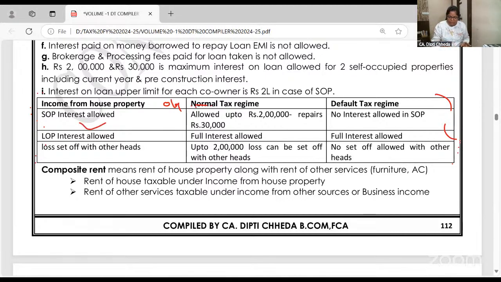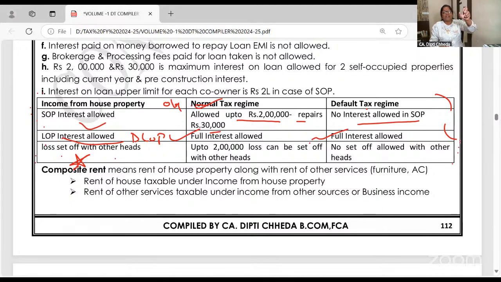Self-occupied property in the old regime, interest is allowed 2 lakh if you take the loan for construction or purchase, and for repairs 30,000. For the default tax regime, no interest is allowed. For let out property, even for deemed let out, full interest is allowed. This is a very important part of the examination, because after the 5 heads, set off is the 6th head. So loss of house property can be set off.